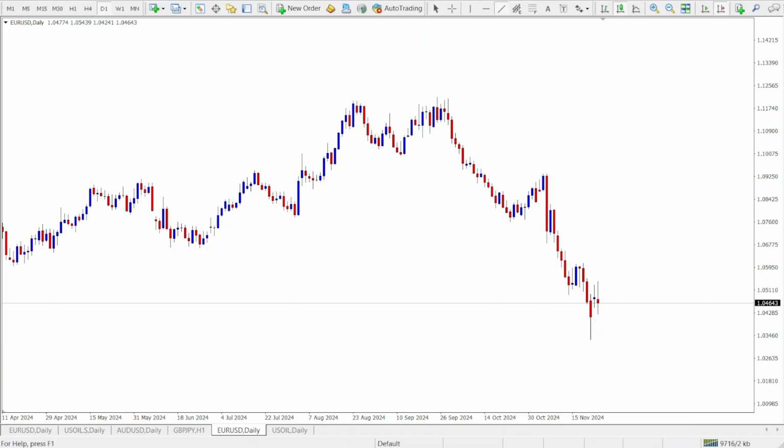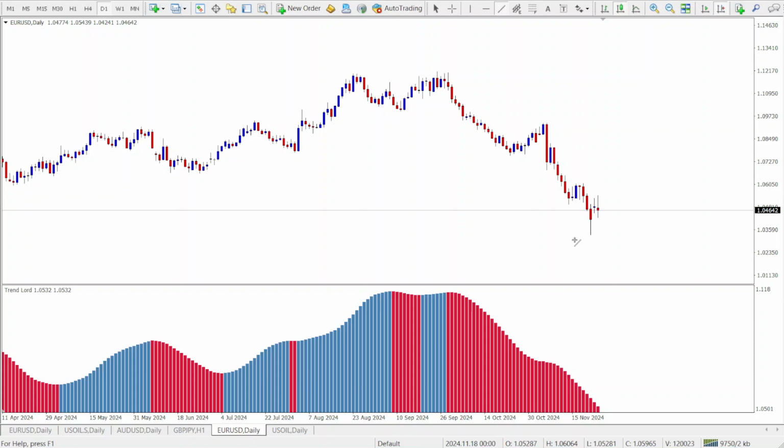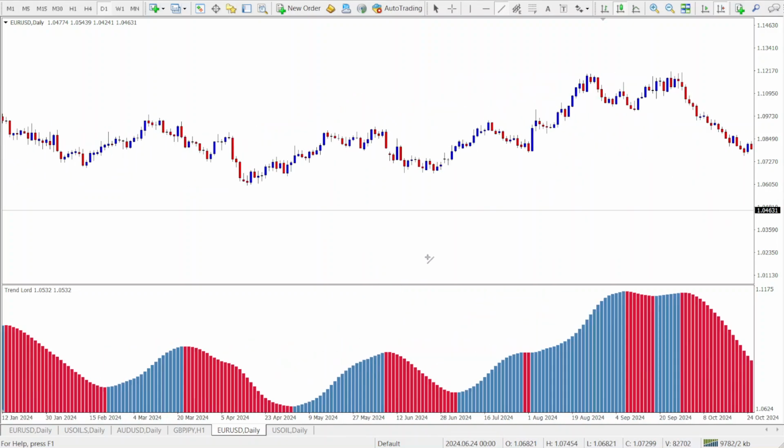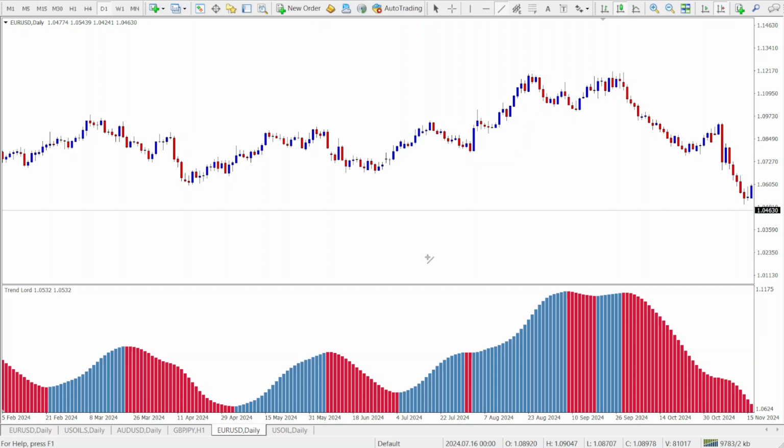I'm going to add the indicator to the chart right away. It's a custom indicator, so you need to download it from an external source and add it to your indicators library before you will be able to use it on your chart. So this is what the indicator looks like. The indicator is quite easy to interpret.